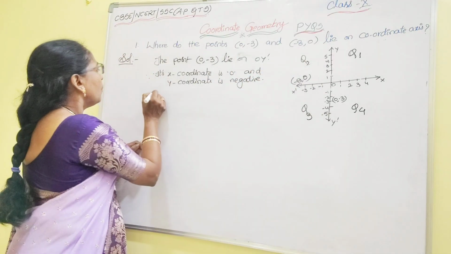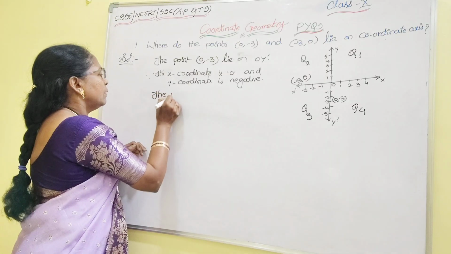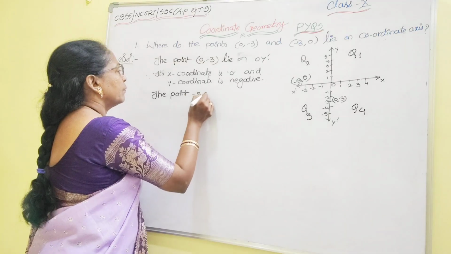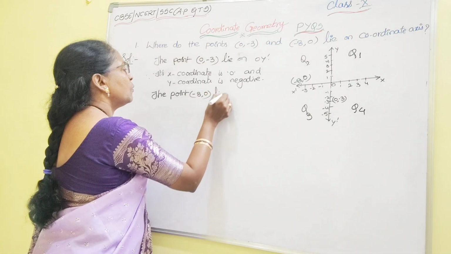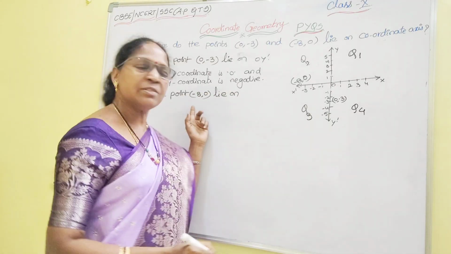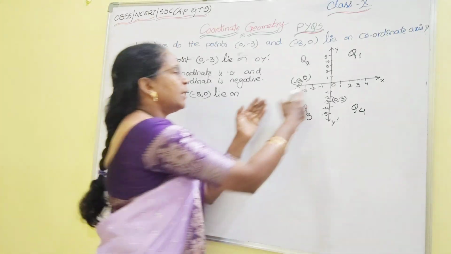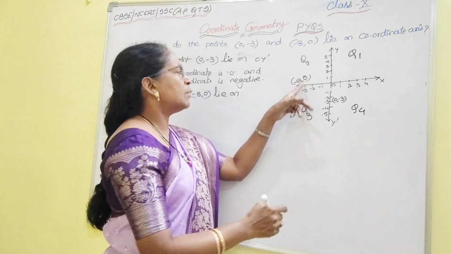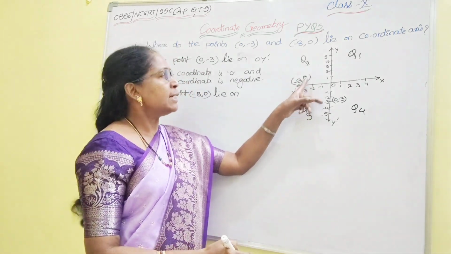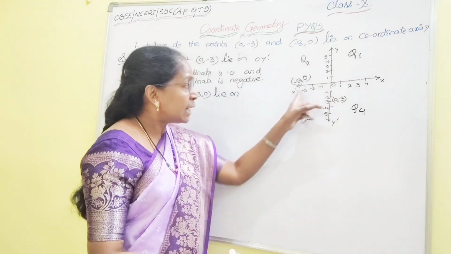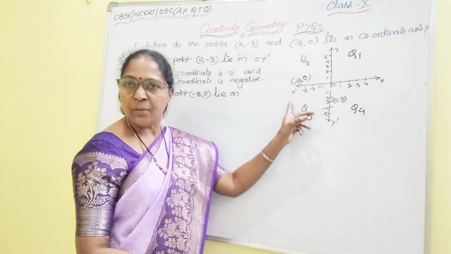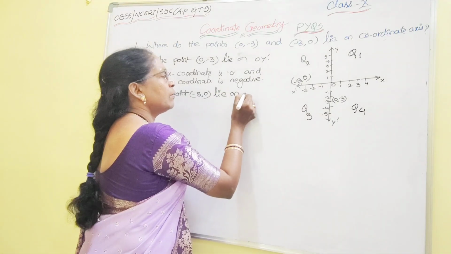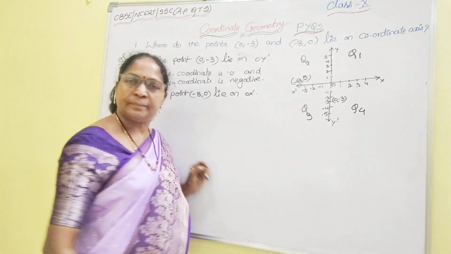Minus 8 comma 0, the point minus 8 comma 0 lie on. Minus 8 means first value x. X negative value. That means left side of the 0 here. So minus 8 comma 0. Suppose if you assume the point value is minus 8 here. Minus 8 comma 0 here. That means this lie on which axis? Which coordinate axis? 0, x bar. So the point minus 8 comma 0 lie on 0, x bar.